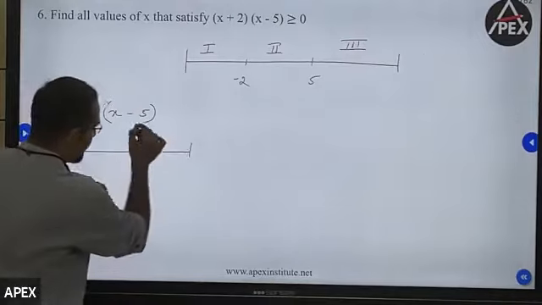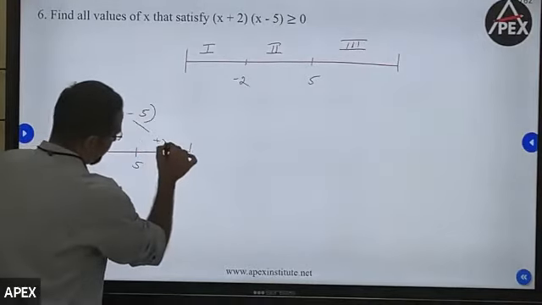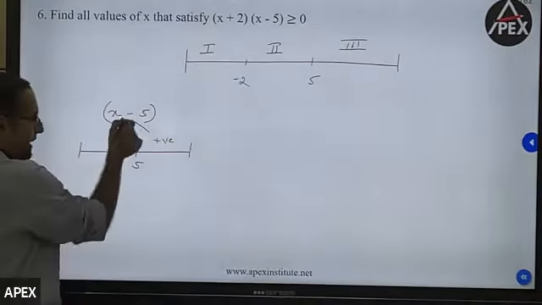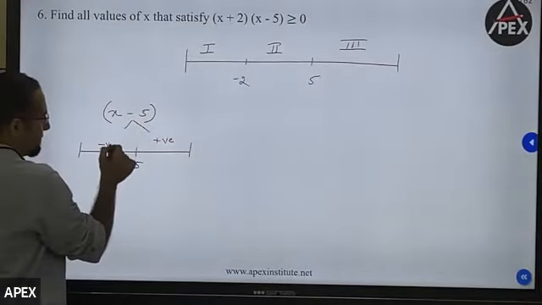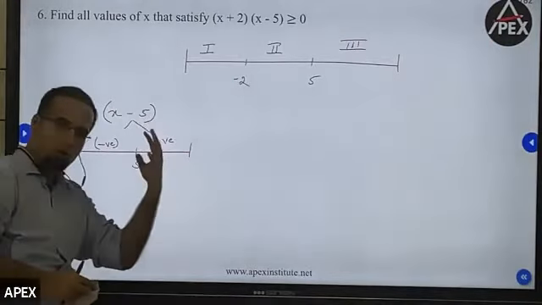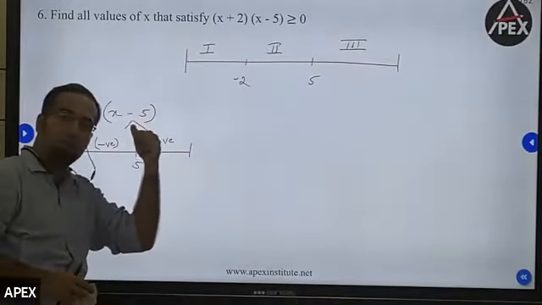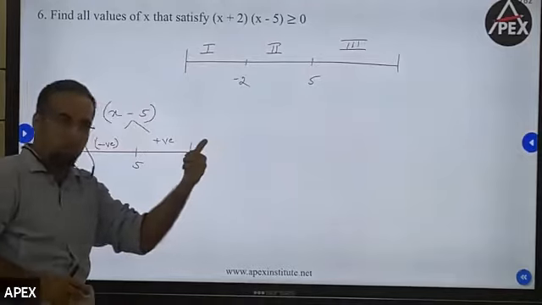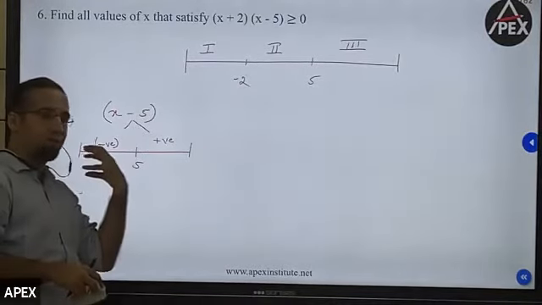I repeat, to the right, this node is positive. To the left, I know that this node becomes negative. If you have a doubt, take any number. To the left of this, I know I can have 4. If I replace 4, 4 minus 5 will make it minus 1. The best part is 0 is a lovely number we have in our range.